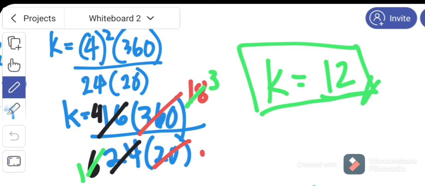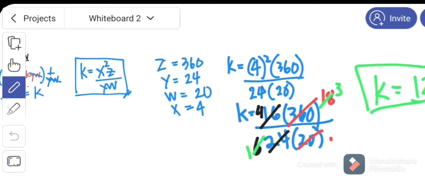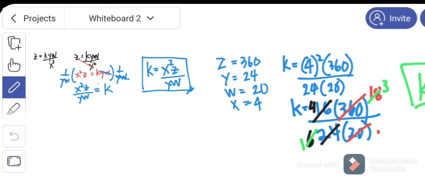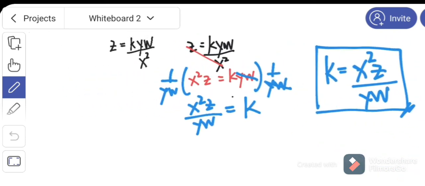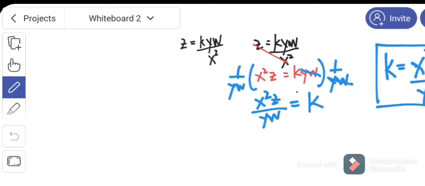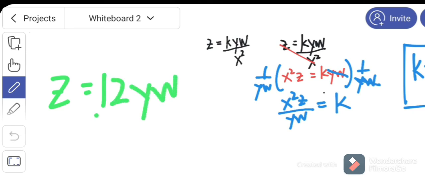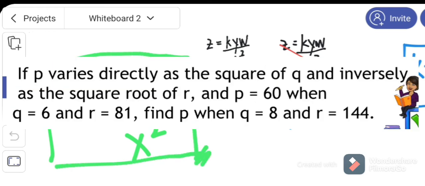After finding k, now we can rewrite our formula by substituting the value of our k. So k is 12. Here, our formula will be z is equal to 12yw over x squared. Again, this will be our formula for the given problem.